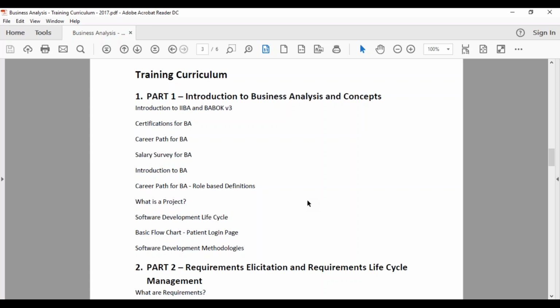So what are the 6 stages of software development life cycle? We have requirement planning, requirement analysis, design, implementation, testing and deployment, maintenance and support. What are the various software development life cycle methodologies? The traditional methodology followed in the software companies which is being followed even today is a waterfall methodology.